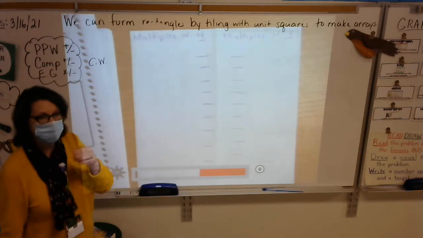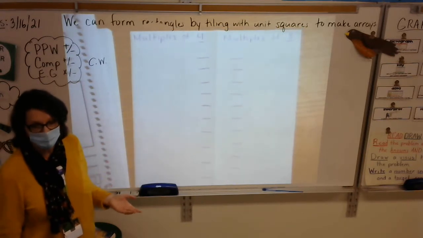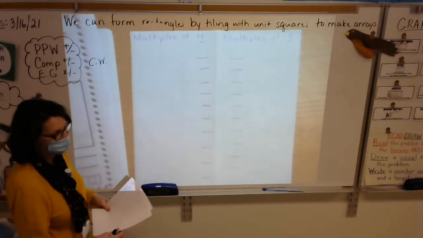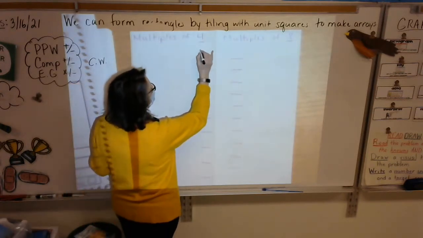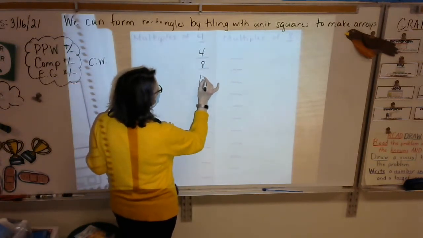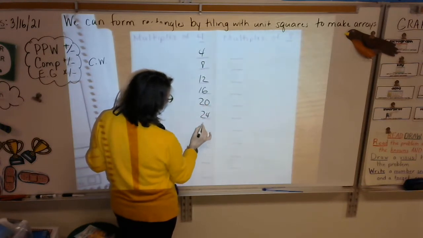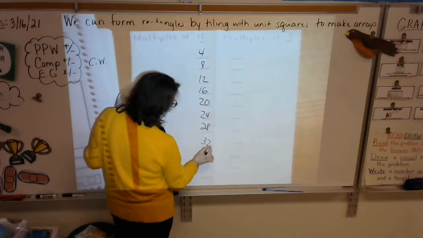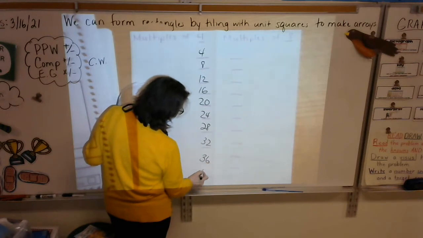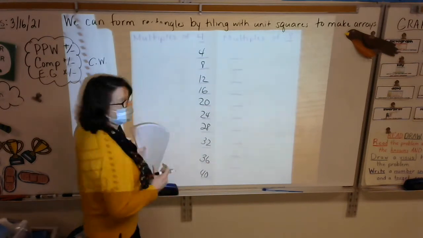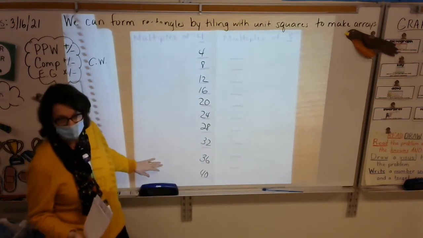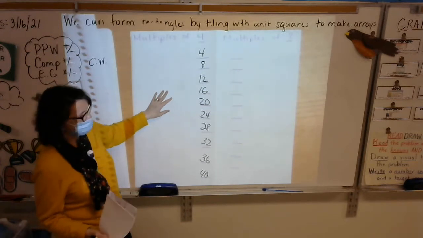Okay. All right, boys and girls, why don't you help me fill in my multiples of 4 by singing this song for me? We're ready? Here we go. 4, 8, 12, 16, 20, 24, 28, 32, 36, 40, 44, 48. So there's only 10 4s up here, right? 10 4s, we don't have 11 and 12 4s.